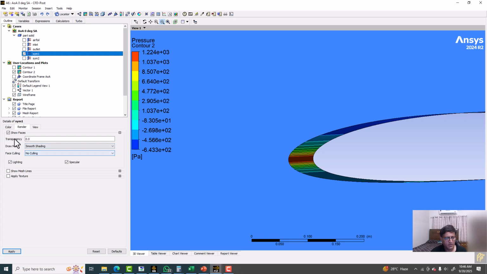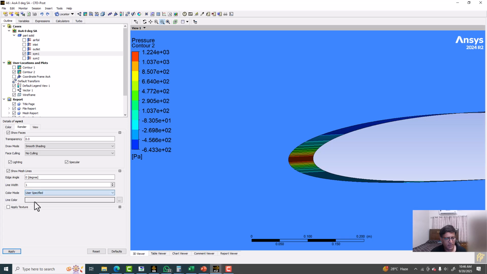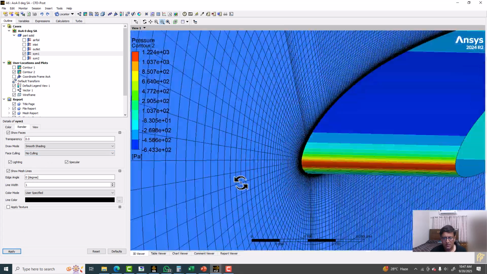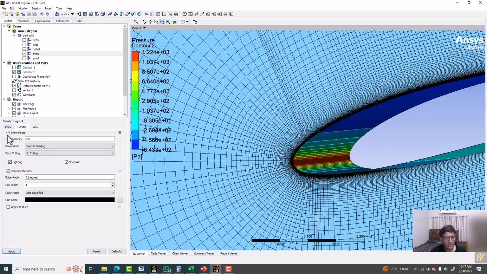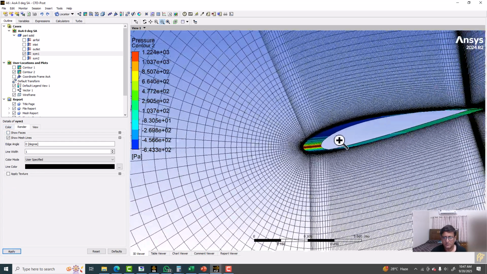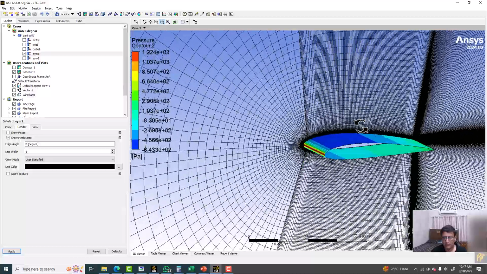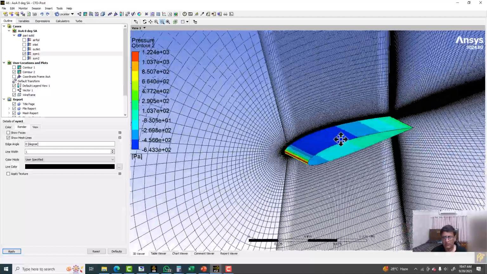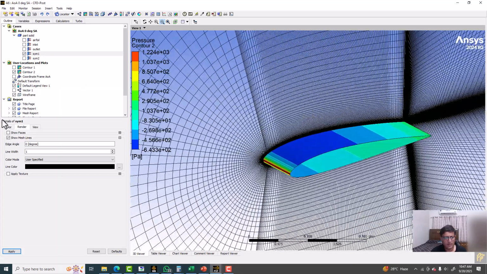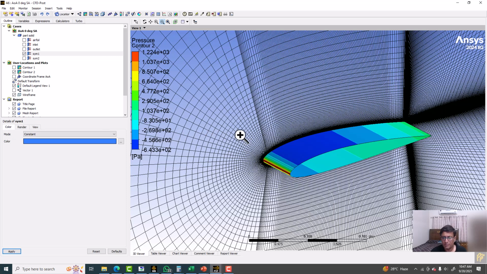Here you can display the mesh lines and make the color black, and don't display any faces. Okay, click and apply. So this will be a nice picture for your paper or for your PowerPoint presentation.